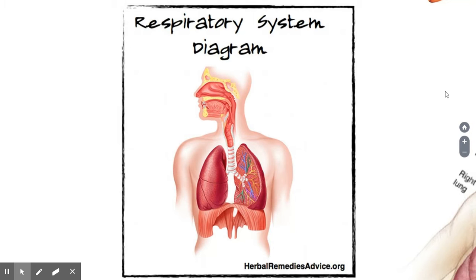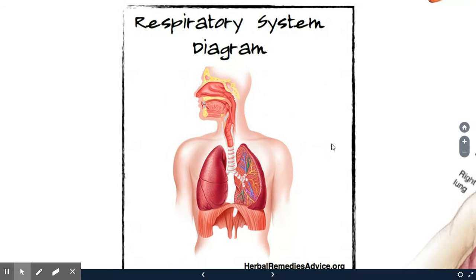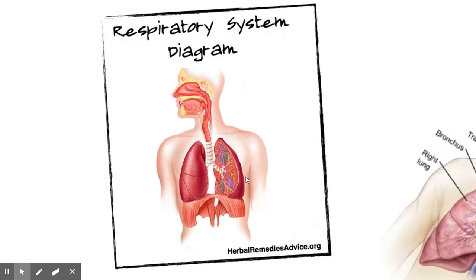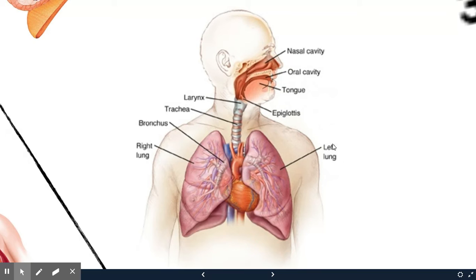All right, so like I said, we're talking about the respiratory system. These are the main organs in the respiratory system, and we'll go into more depth on those. So we've got our left lung, our right lung, our bronchus, our trachea, our larynx. I'm probably not pronouncing these right. Epiglottis, our tongue, our oral cavity, nasal cavity, which is our nose, right?